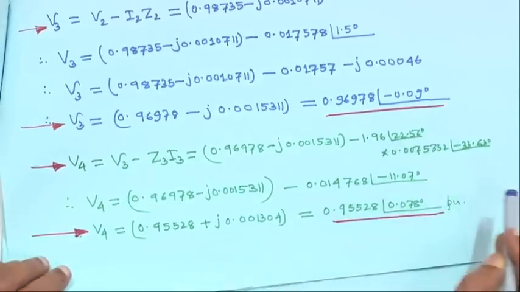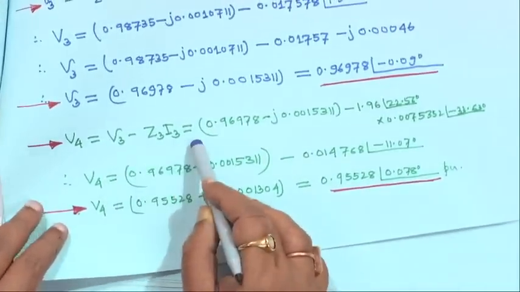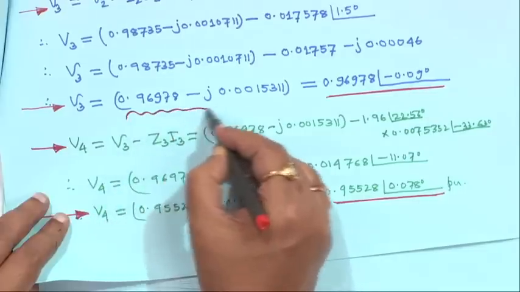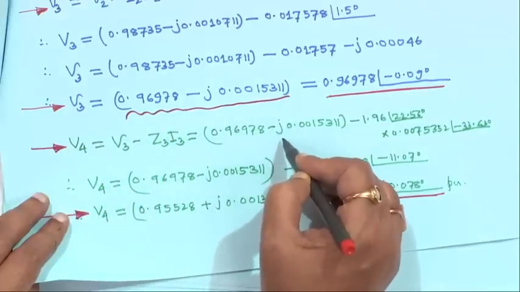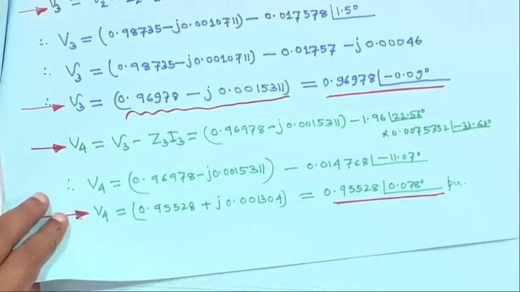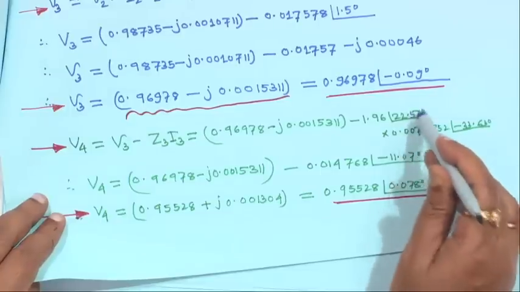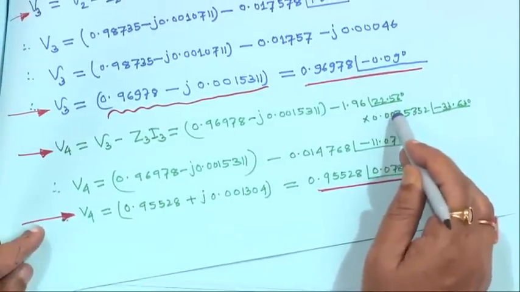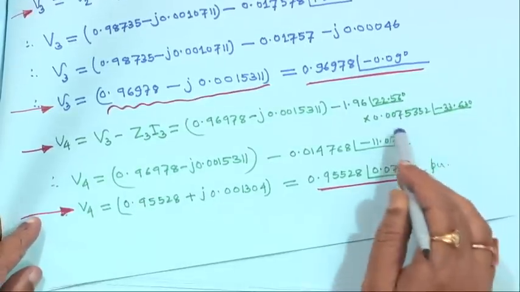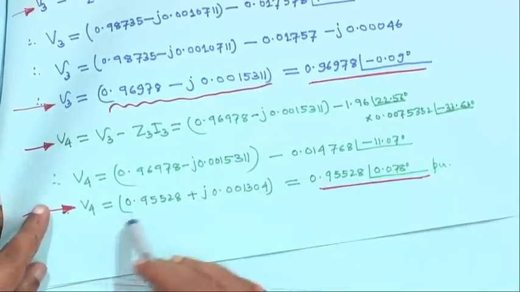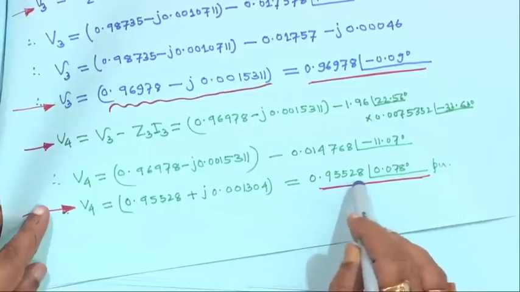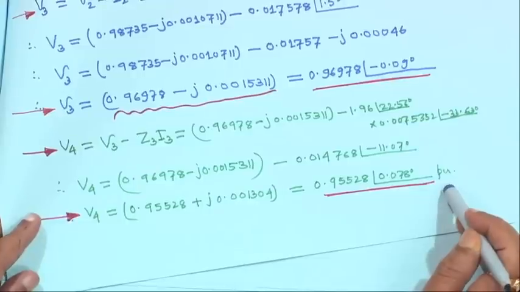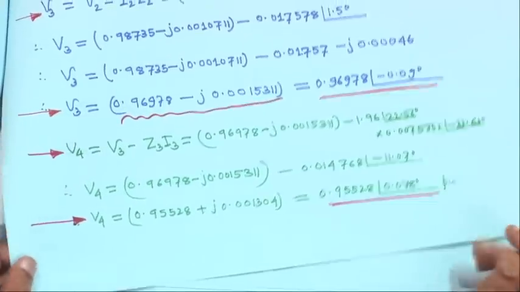Similarly, V 4 if you compute, it is equal to V 3 minus Z 3 into I 3, right, and this value of V 3 you put it here, then minus your I 3 into your Z 3. So, if you simplify all these things, then it will become actually 0.95528 angle 0.078 degree per unit. This is after the second iteration, this is the voltage magnitude, right.